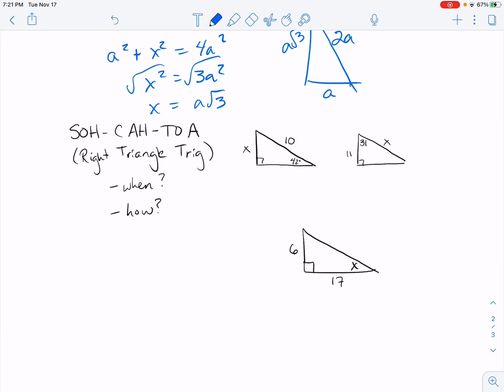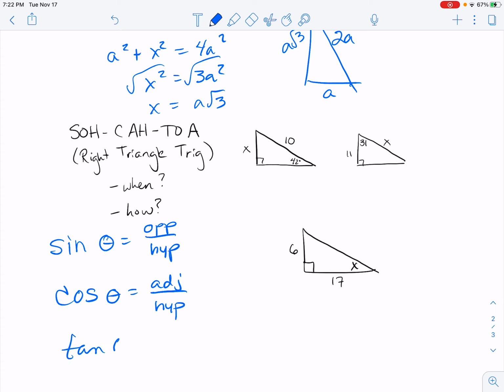SOHCAHTOA is for a right triangle. Remember, you had the sine of your angle is equal to opposite over hypotenuse. You know the cosine is adjacent over hypotenuse. And you know that the tangent is equal to opposite over adjacent. Okay, so this one you'd say you have opposite over hypotenuse. You know the sine of 42 is equal to x over 10. You multiply 10 times the sine of 42, and you get the value for x.